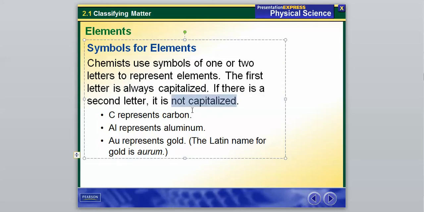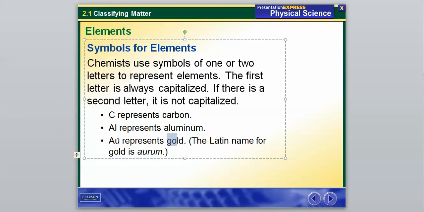Some of these are really simple. C represents carbon, pretty simple. Al represents aluminum, which is pretty simple as well. However, it gets a little bit confusing because sometimes the Latin language gets brought in. We have the letters Au to represent gold. The Latin name for gold is aurum, so that's where that comes from.